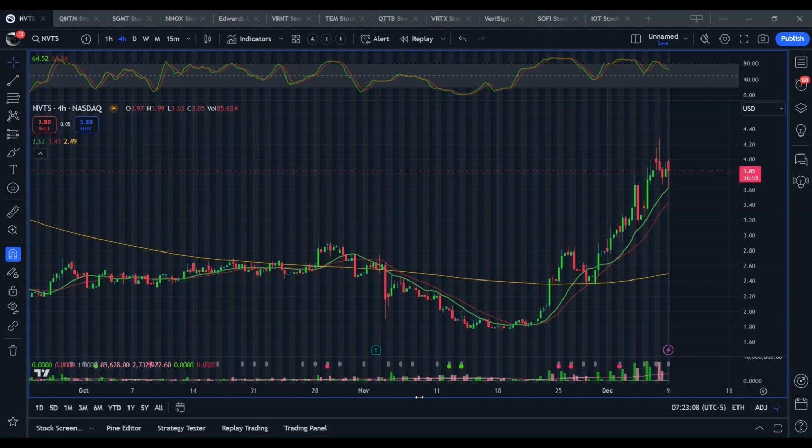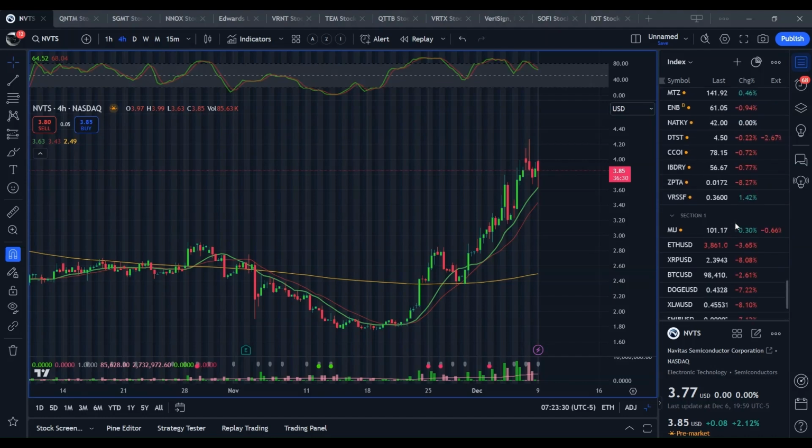But TEM, VRNT, EWNNOX, which I admittedly bought at IPO, SGMT, and possibly we'll get into SoFi, which I also bought at IPO.